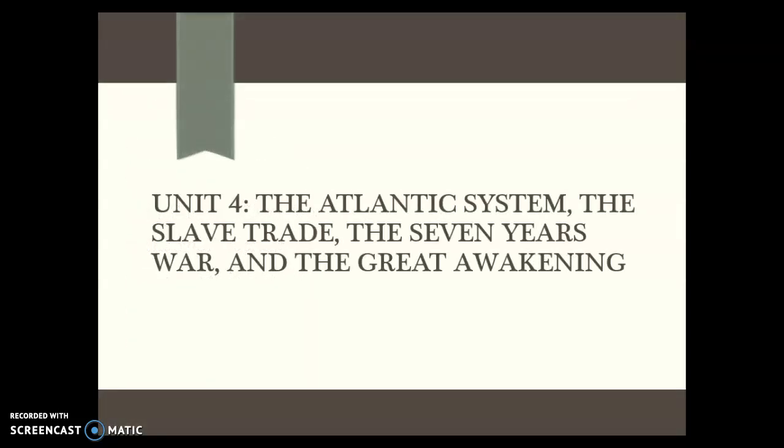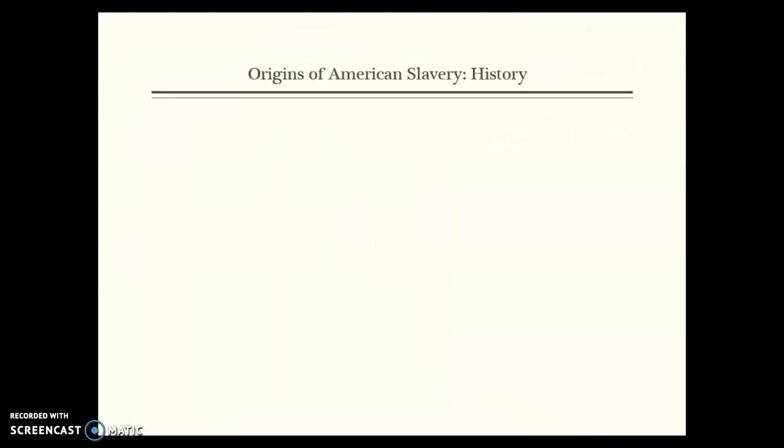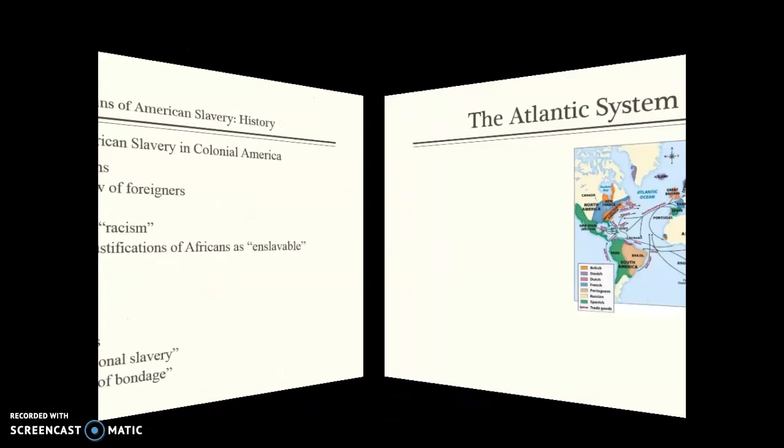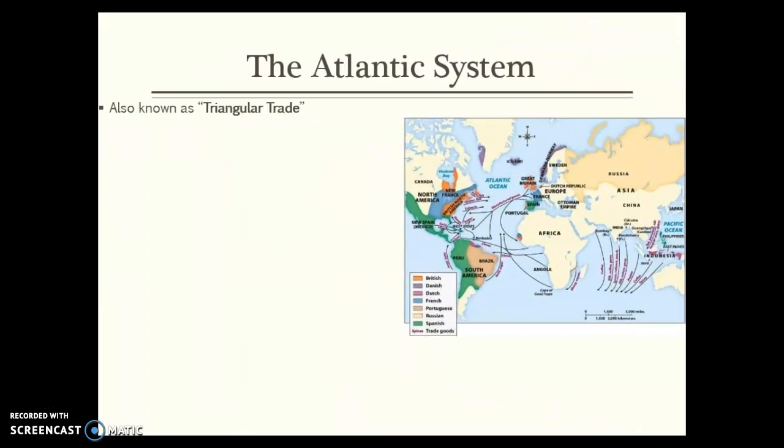So the Atlantic system, this is just an overview title slide. We talked about the origins of slavery in the last unit, and so you can go back and look at that. Of course, as always, there are notes for everything, for all the topics here. In this lecture especially, the notes are really extensive, so make sure you take a look at those. Remember, the notes are kind of like a text as well as everything else here, so make sure you read all of that. So the Atlantic system, this is what you knew as triangular trade.